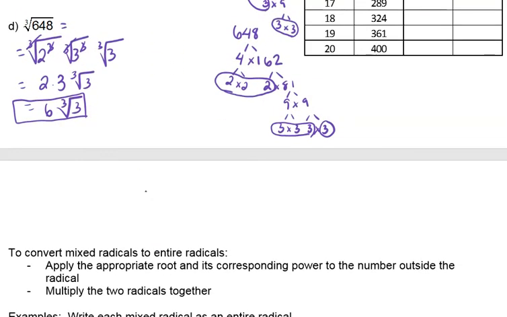Going the other direction, if we want to convert mixed radicals to entire radicals, we are putting things inside the radical. So while we put it inside the radical, we also apply the corresponding power. So if we put a square root and a square on a number, we're not changing the value of that number. If we put a cube root and a cube on a number at the same time, we're not changing the value because those two things cancel each other. So we do that in order to put it inside the radical, and then we can multiply the two radicals together.